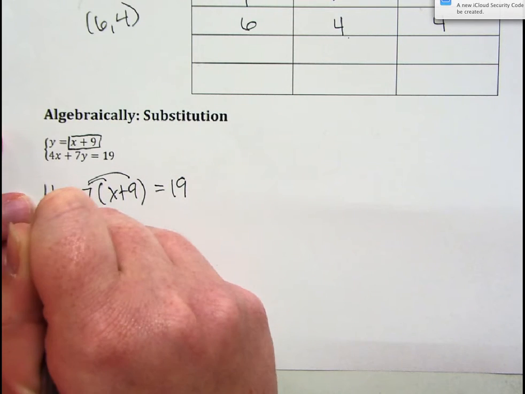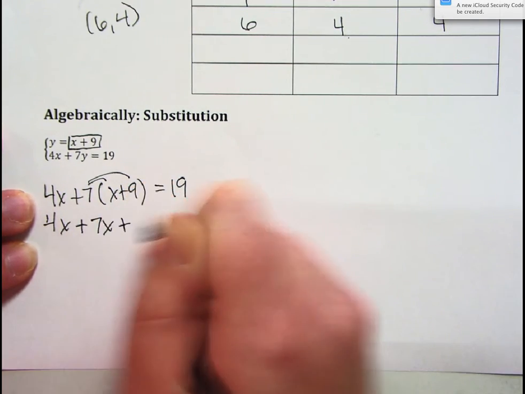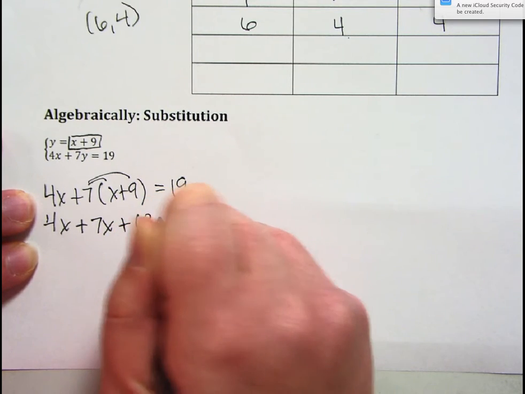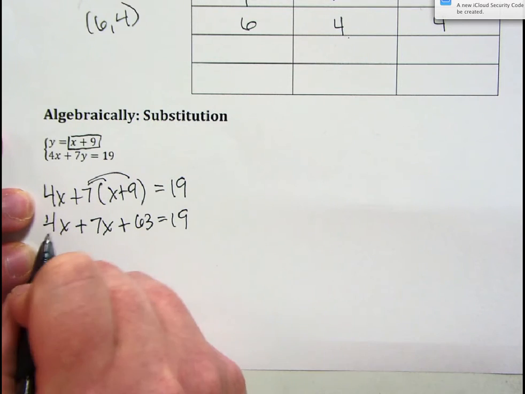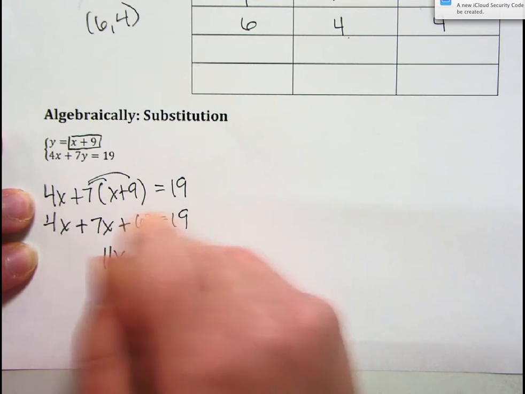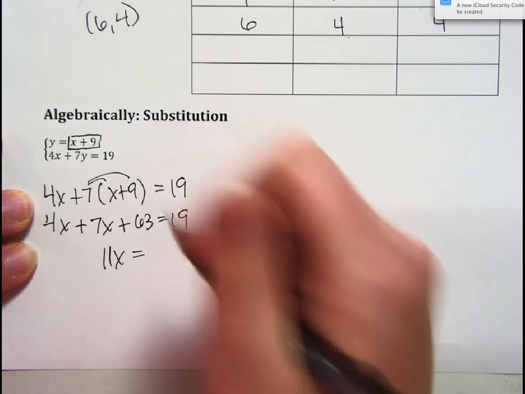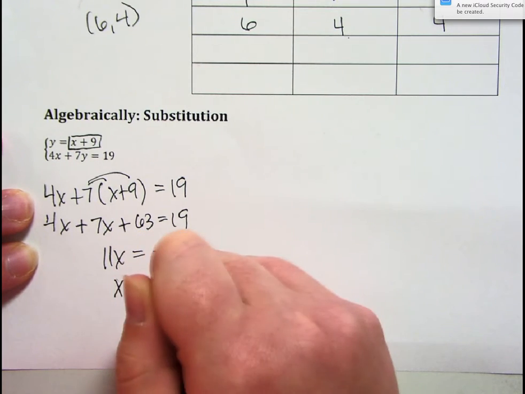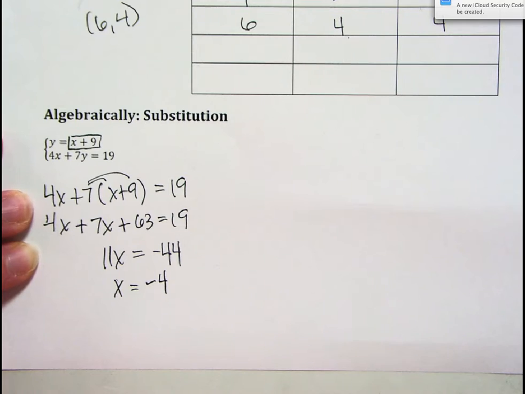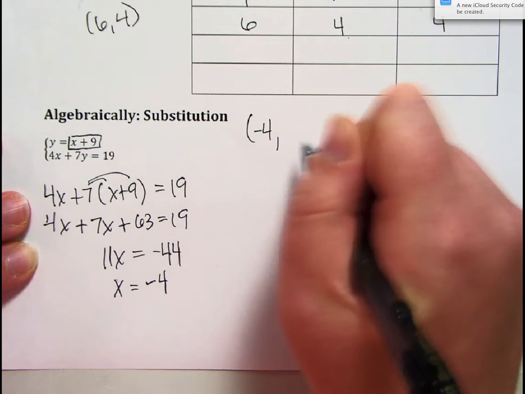Distribute 7. So 4x plus 7x plus 63 equals 19. 4x plus 7x is 11x. And then I'm going to subtract 63 and get negative 44. And then divide both sides by 11. x equals negative 4. Okay. We found half of our solution. It's negative 4 comma something.